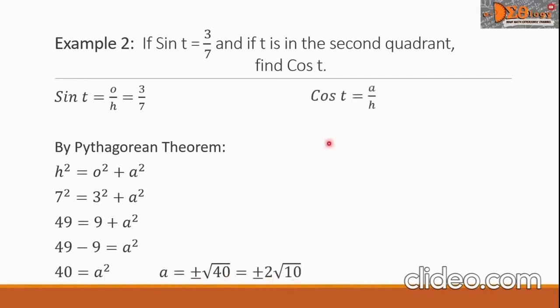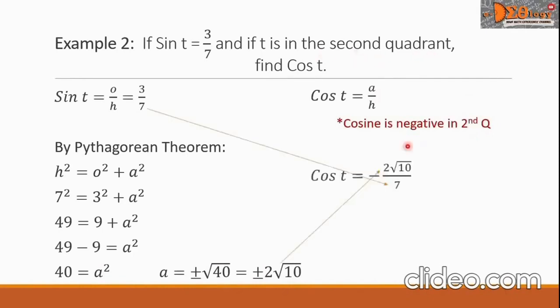And then we will go to take the cosine t, which is equal to adjacent over hypotenuse. But we know that cosine is negative in the second quadrant as given in the problem. Let us substitute now. Cosine t equals the negative of this a. We will write the 2 square root of 10 over the h, which is the number 7. So this is our final answer.